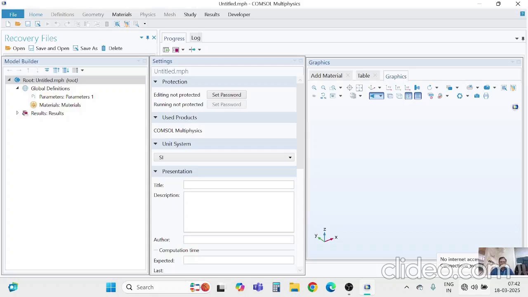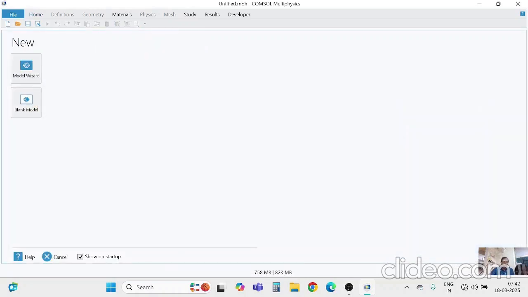Simulation studies using Comsol for reaction as well as biochemical reaction engineering. In this process, first we need to create a file. When you create a file using Comsol Multiphysics, there are two components. One is model wizard, an inbuilt function, whereas blank model is a model in which a function can be customized. Now we are going to use a model wizard where all the functions are inbuilt.